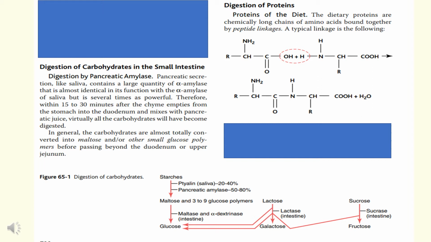In general, carbohydrates are almost totally converted into maltose and other small glucose polymers before passing beyond the duodenum or upper jejunum. Digestion of proteins. Dietary proteins are chemically long chains of amino acids bound together by peptide linkages. A typical linkage is shown with the peptide bond, and the figures you can see clearly represent the digestion of carbohydrates.